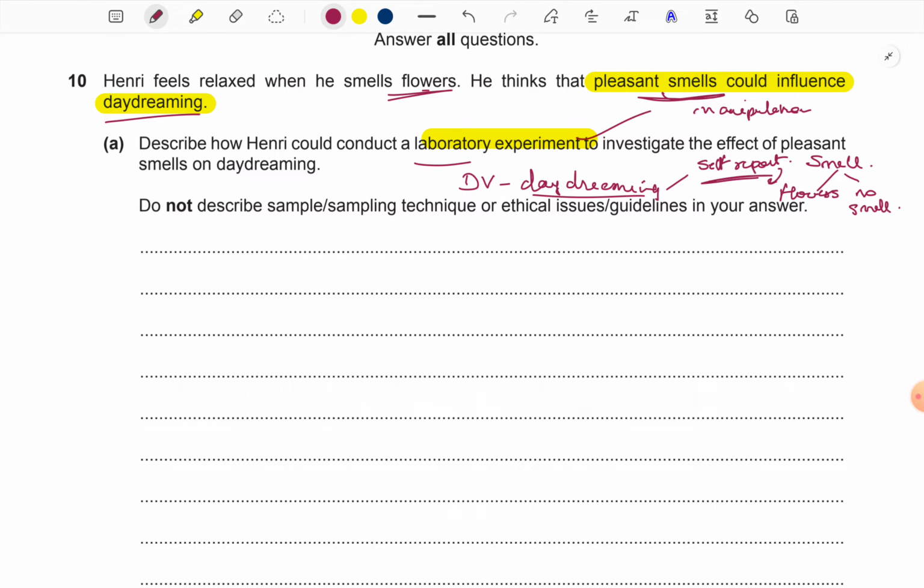Because here they're just saying it influences daydreaming, and they also say it makes them feel relaxed. So somewhere I feel Henry thinks they're just going to daydream more and feel relaxed, because when we daydream we get that pleasant relaxation feeling.